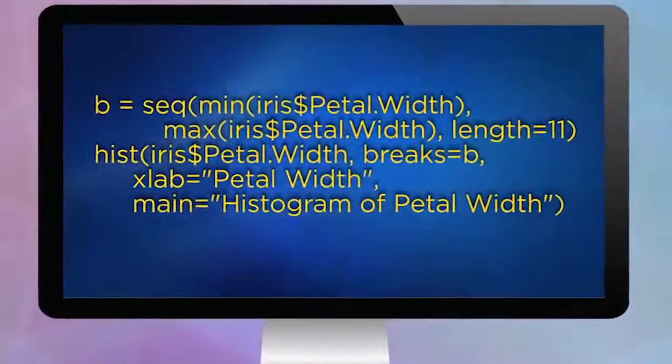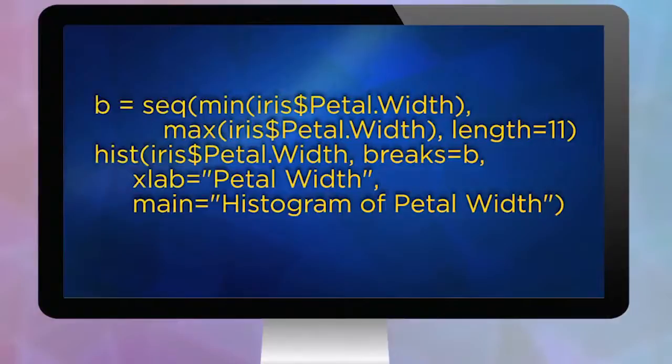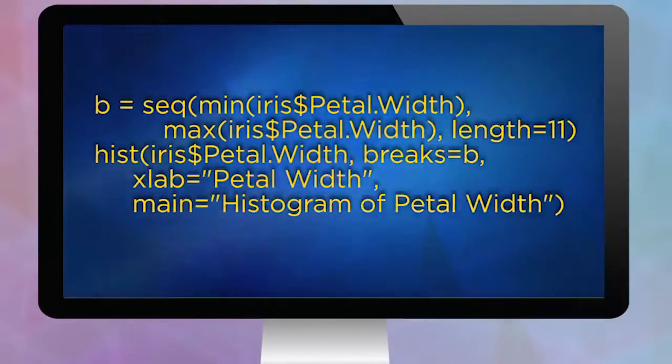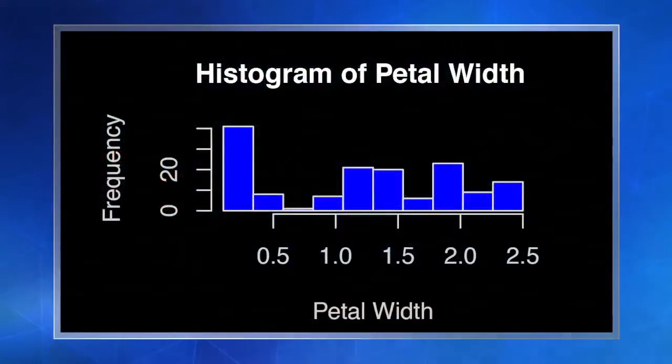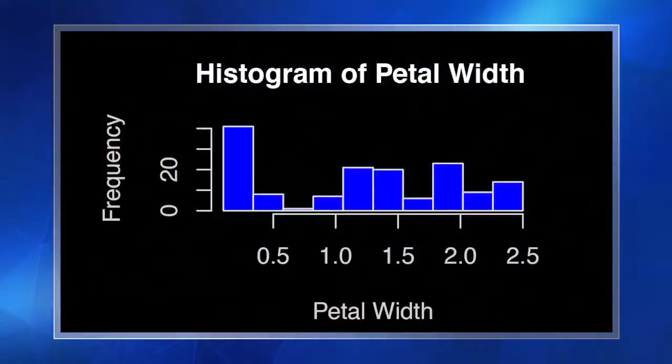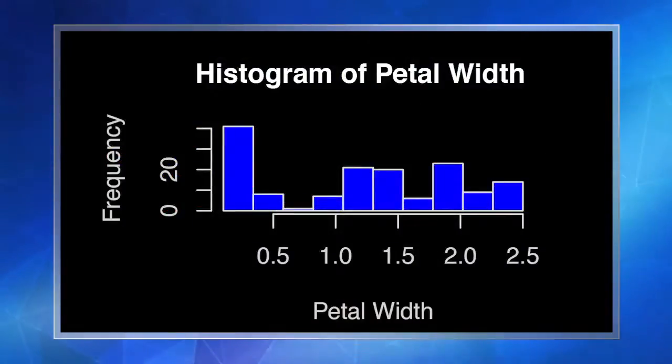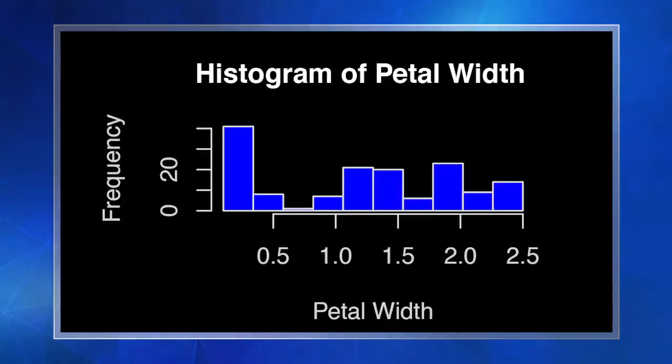In fact, we can customize our breakpoints by creating a sequence vector. Let's create a vector B, and that's going to range from the minimum of the petal width to the maximum of the petal width, and then I'm going to tell it how many breaks I want it to have. Here's the code that we could use to do that in R. We're going to set B equal to a sequence ranging from the minimum of petal width to the maximum of petal width. And now I'll set the length equal to 11 and see what that histogram gives me. Okay, not too bad. Notice I put some color on that just to make it pop, but it's not really helping me see a whole lot of the shape of the distribution.